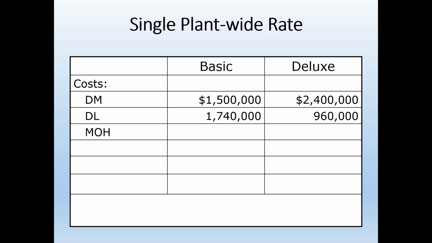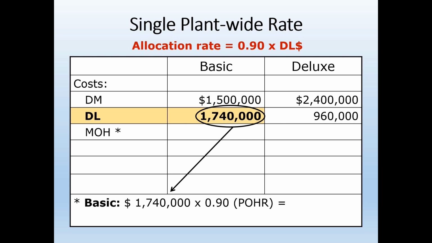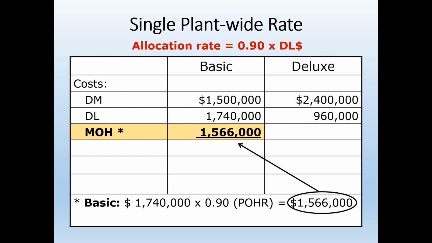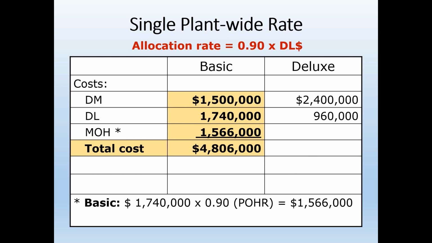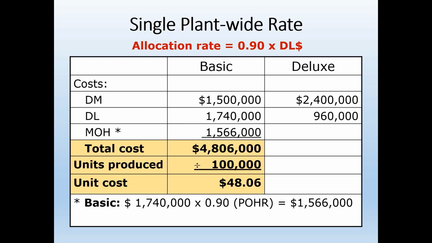Based on this allocation rate of 90 cents per labor dollar, we can take the total amount of labor dollars for the basic units and multiply it by 90 cents per labor dollar to get the total overhead allocated to the basic units. Then we can add the total materials, labor, and allocated overhead for the basic units to get the total cost, and divide by the total number of units to get the cost per unit.